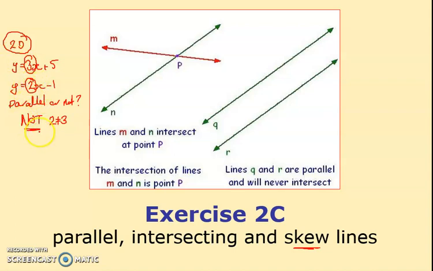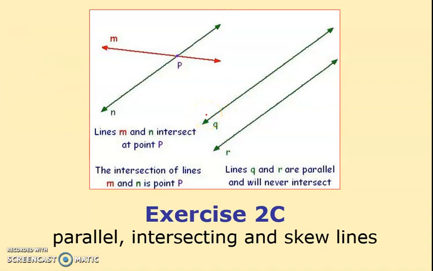But in 3 dimensions, it's a bit more complicated than that. I've got 2 lines here. These lines obviously do intersect. These 2 lines are obviously parallel. The weird thing is, in 3 dimensions, there's a third option. And we're going to look mainly at 3D cases today.